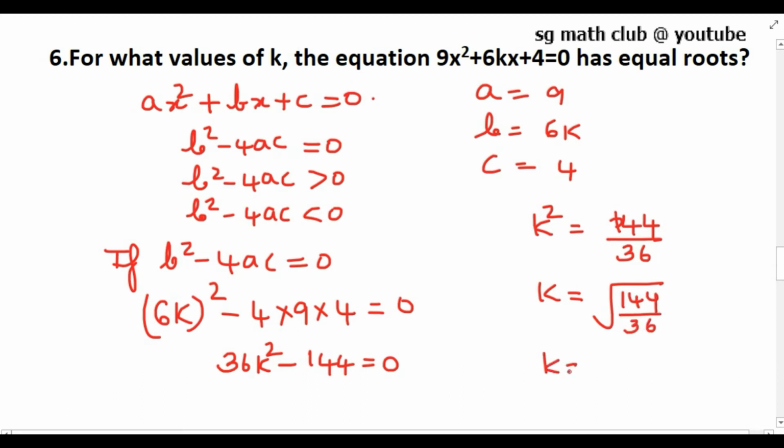So k equal to, I can write 12 by 6, which is equal to 2. Square root of 144 is 12 and square root of 36 is 6. So 12 by 6 is 2. So when k takes the value 2, this quadratic equation has equal roots.